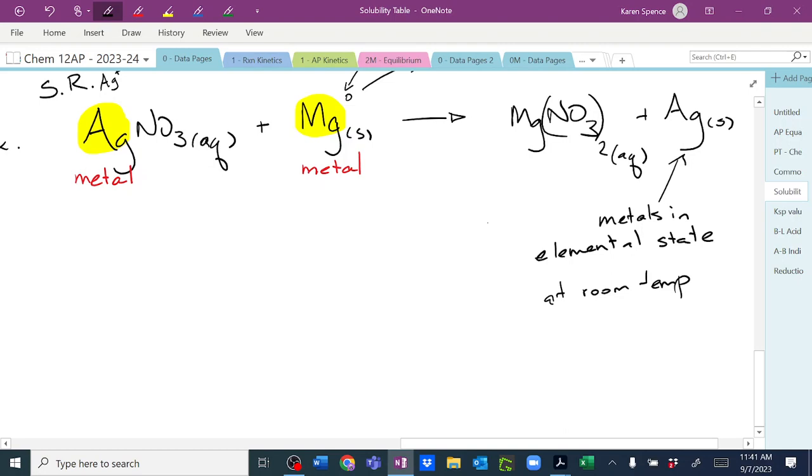Could you write a net ionic equation? Oh, could you balance this first, please? 2 in front of AgNO3, 2 in front of Ag. Could you write a complete ionic equation, please?